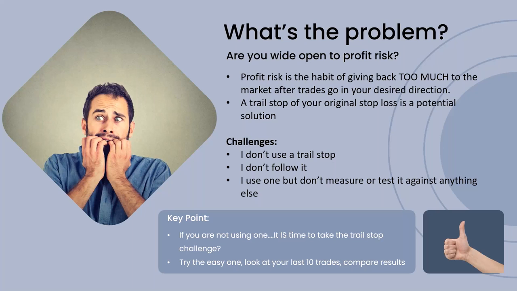If you're new to looking at trail stops, do it. You've lost nothing by doing it apart from investing a little bit of time. As long as you've got an idea about why you got out in the first place, and ideally a journal, just record the exit and then look at the exit price and your profit and loss and just see what would have happened if. So there you go.